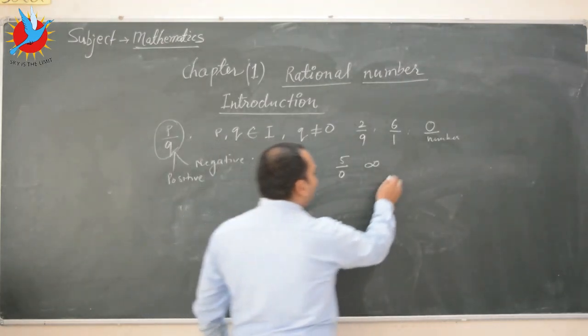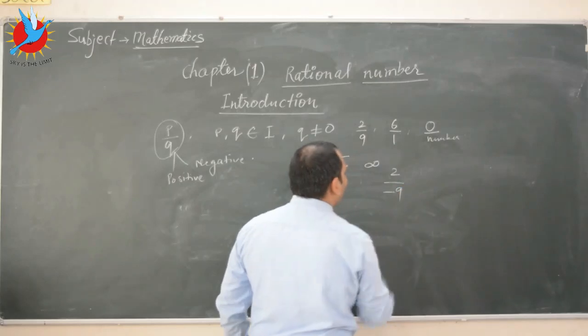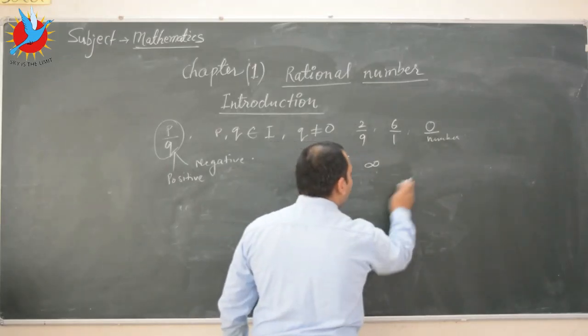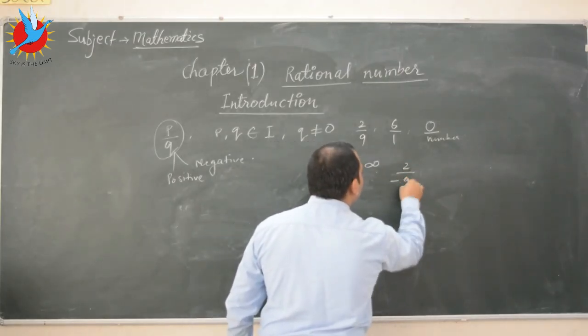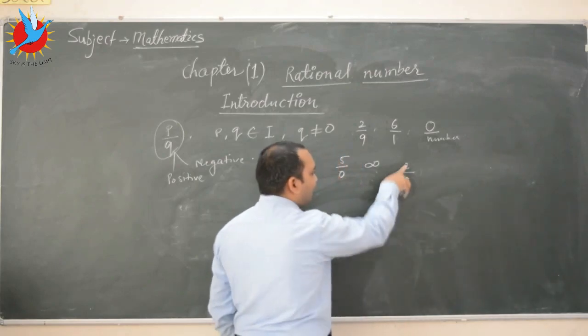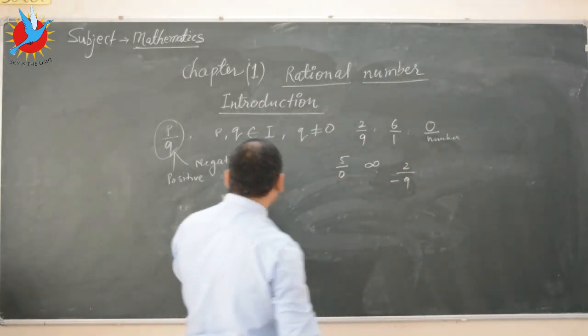And if we write 2 upon minus 9, this is also a rational number, and this is called a negative rational number.